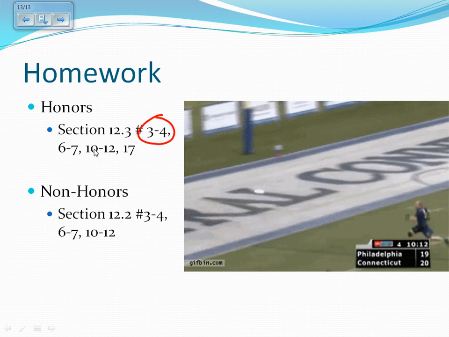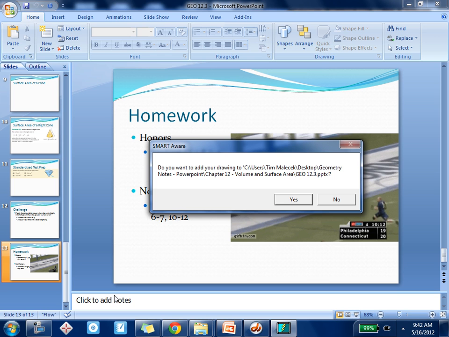Not bad. They're no worse than the one we just did. I think the first one's easier. The second one's a little bit harder.